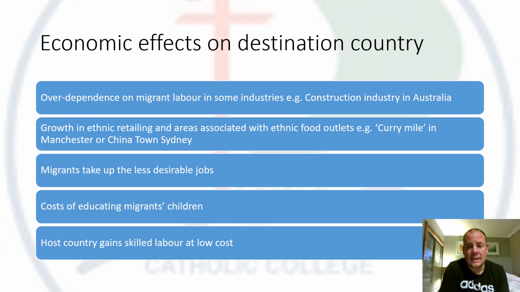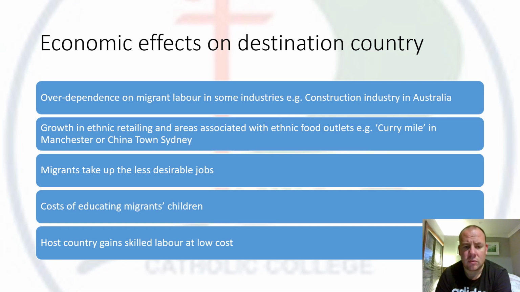Okay, now we're going to look at the destination country, the country that they move to. I'm going to look at the economic effects. Remember, that's to do with money. So what happens in a destination country where there's lots of migration? There's an overdependence on migrant labour in some countries. For example, we might see that in the construction industry in Australia, a heavy dependency on migrant labour.